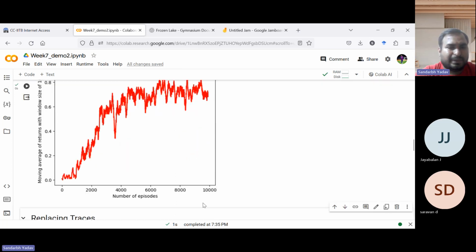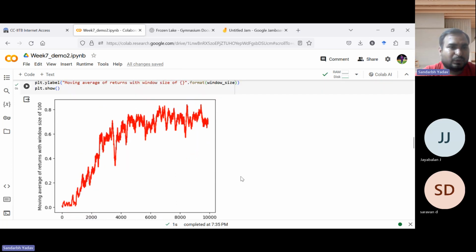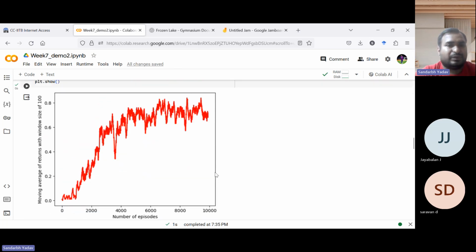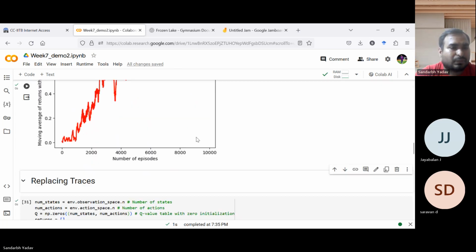If you do maybe more number of episodes, it would have reached even one. So 0.8 basically means that 80% of the times it's reaching this goal state. The remaining 20% of times it is falling in a hole or the episode terminates without it reaching the goal. It gets a reward of zero in those episodes. So eventually, if you do for a long number of episodes, it will go closer to one.